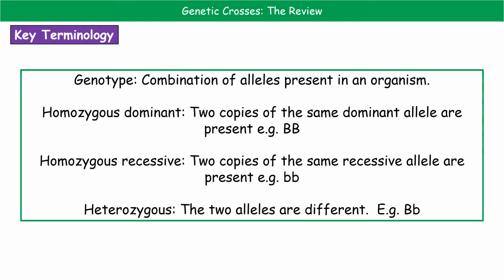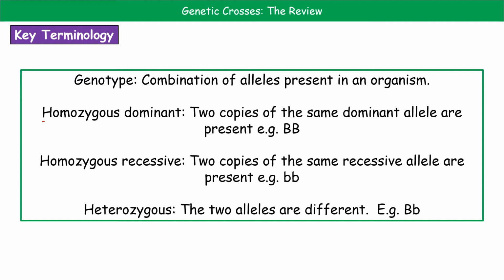Four more terms we need to know before we can delve into our diagrams. Genotype, this is the combination of alleles present in an organism. So if they ask you what is the genotype for someone, then they're looking for two letters, either two capitals, two lowercase, or one capital, one lowercase letter. That's the genotype.